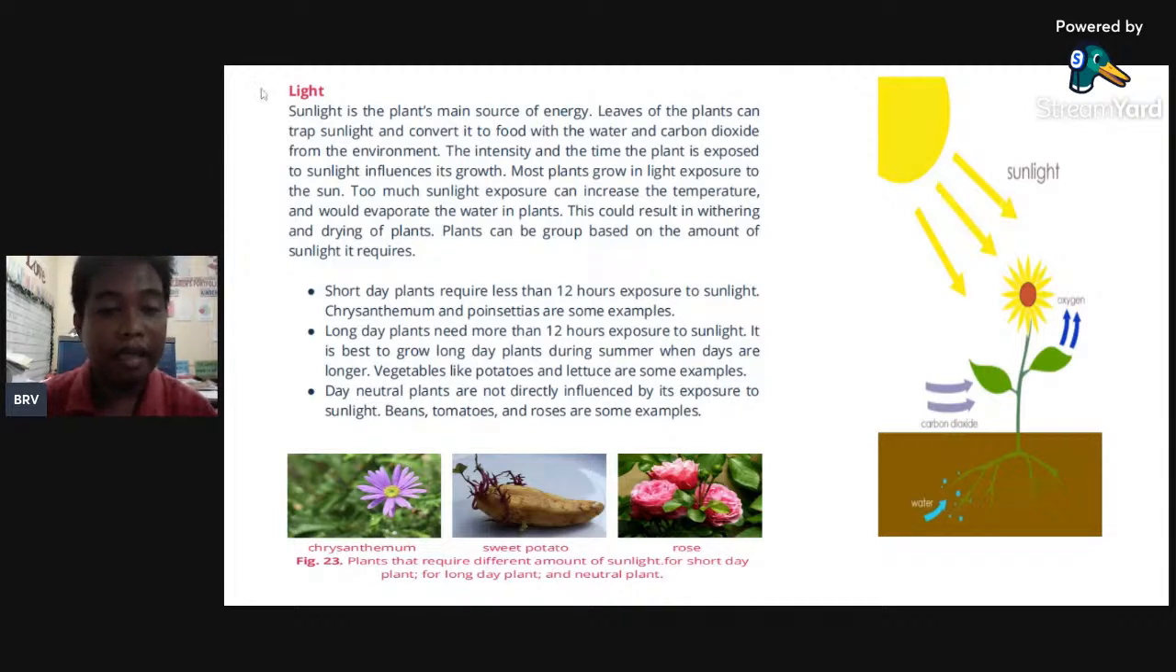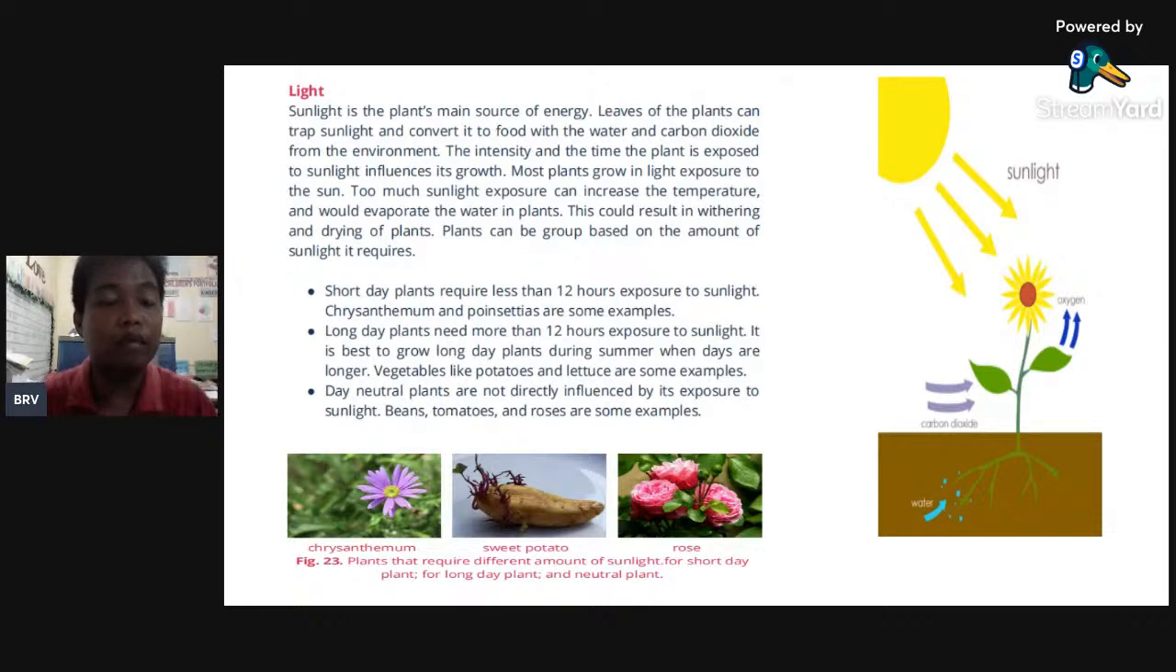And then day neutral plants are not directly influenced by their exposure to sunlight. Beans, tomatoes, and roses are some examples. So there are short day plants, which need only 12 hours of sunlight, and then we have the long day plants, which need more than 12 hours of exposure to sunlight, and then the others are not affected. They are neutral plants, not directly influenced by exposure to sunlight, like beans, tomatoes, and roses.